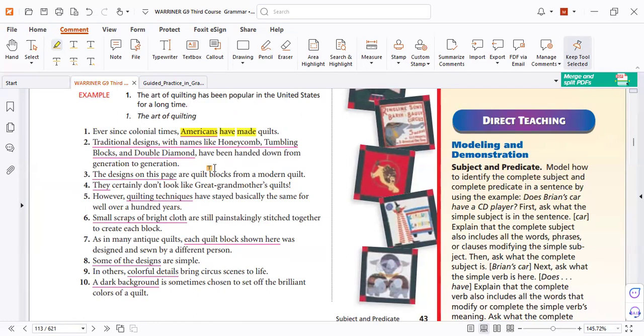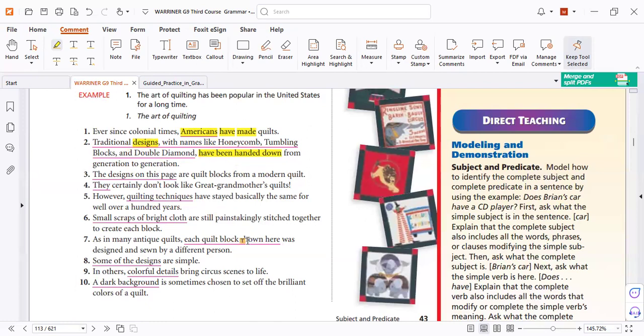Now let's see exactly what have been handed down. Blocks and double? So that is a check. It's called the designs. Only the designs. Why? Because what have been handed down from generation to generation is the designs. The designs is the subject, and the subject is plural, so the verb must be plural.